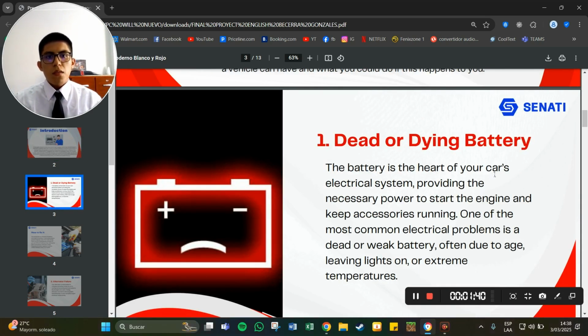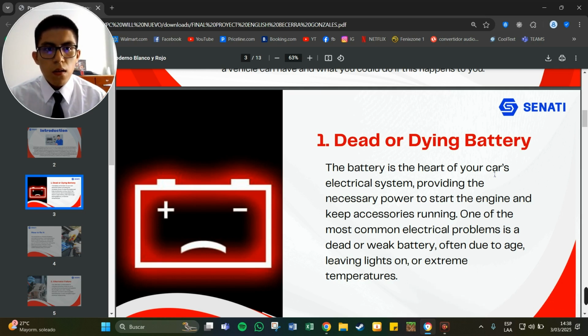1. Dead or dying battery. The battery is the heart of your car's electrical system, providing the necessary power to start the engine and keep accessories running. One of the most common electrical problems is a dead or weak battery, often due to age, leaving lights on, or extreme temperatures.